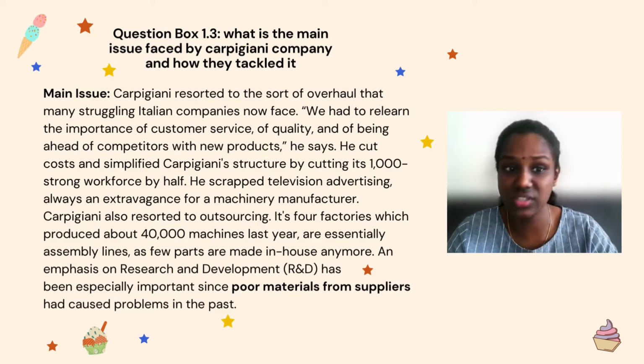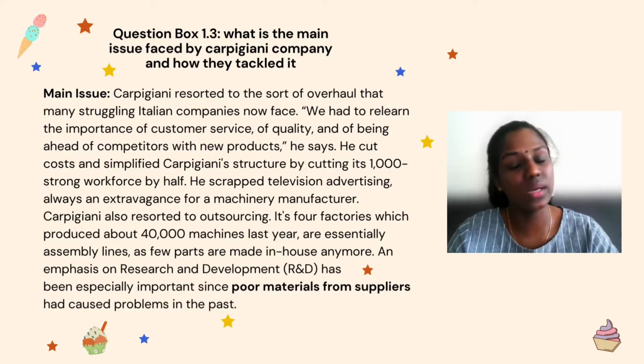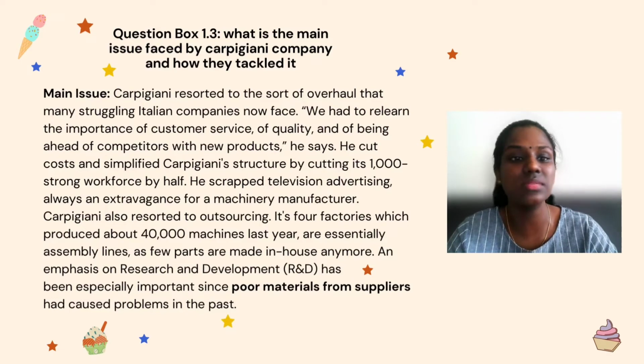He scrapped television advertising. Carpigiani also resorted to outsourcing. Its four factories, which produced about 40,000 machines last year, are essential assembly lines as few parts are made in-house. An emphasis on R&D has been especially important since poor materials from suppliers had caused problems in the past, and this was Carpigiani's main issue.